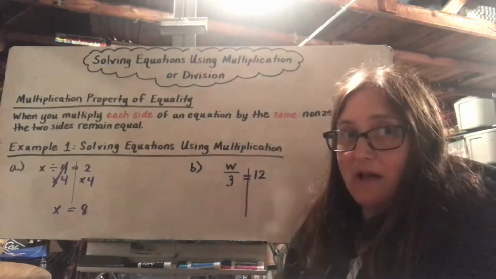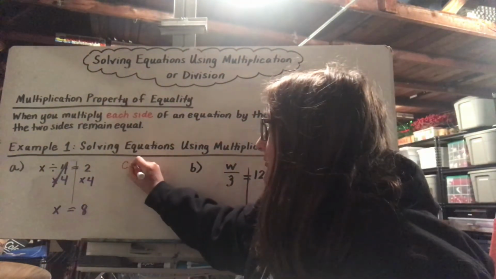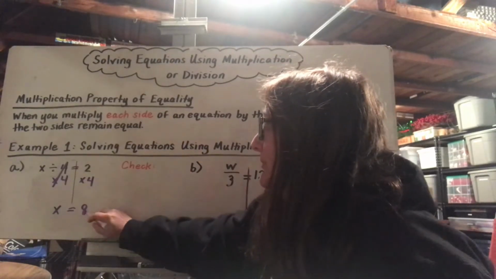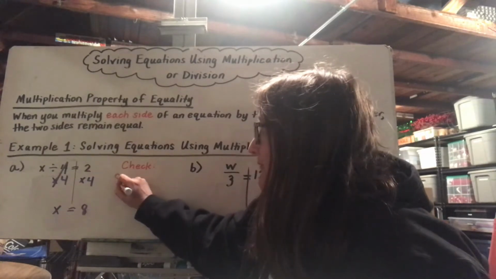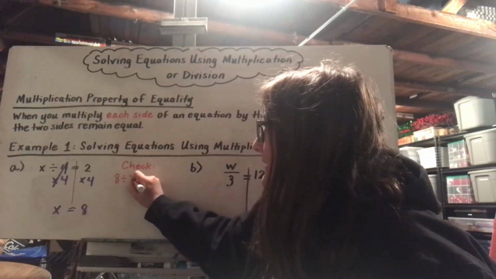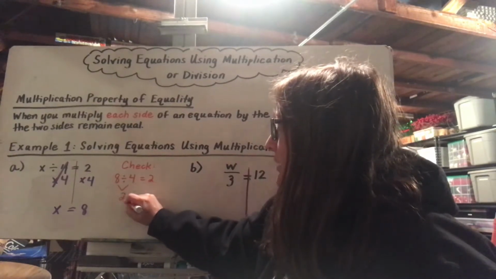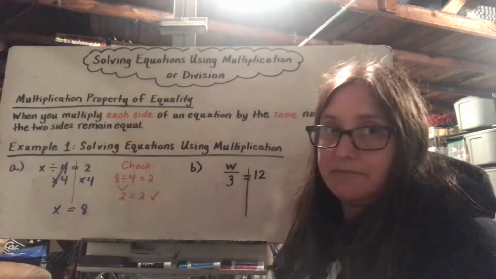Every time that I solve an equation, I also want to make sure that I check my answer. So in order to check my answer here, I'm going to plug this 8 back in for my variable. Instead of writing x divided by 4, I'm now going to write 8 divided by 4. And I'm actually going to solve 8 divided by 4, and I get 2. Both sides are 2, so my answer checks out.